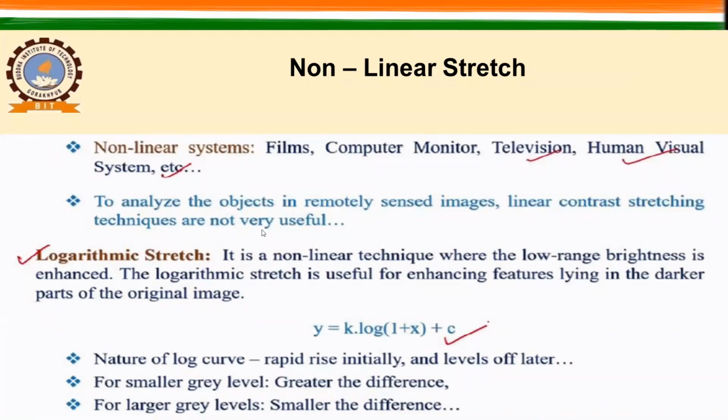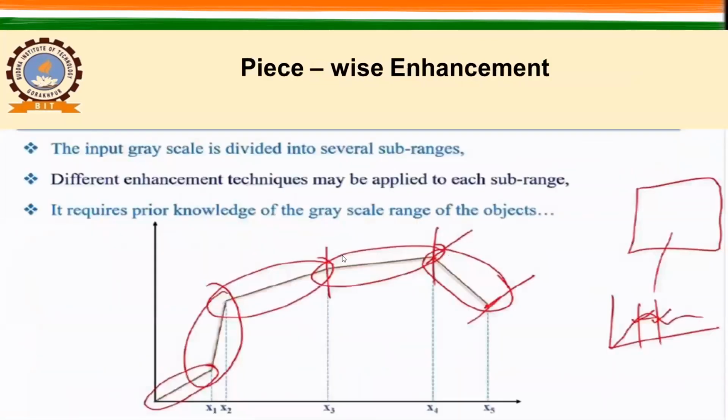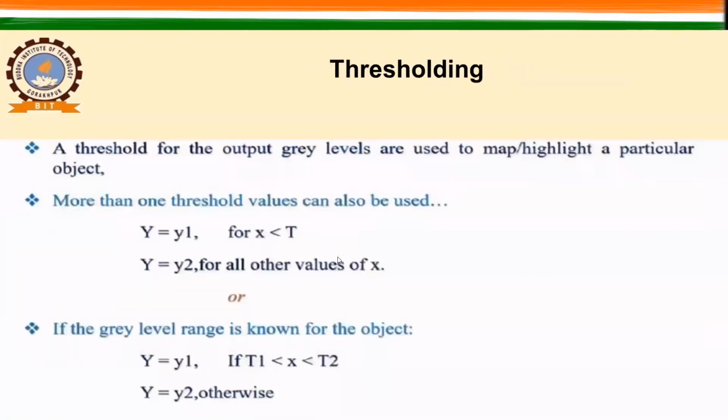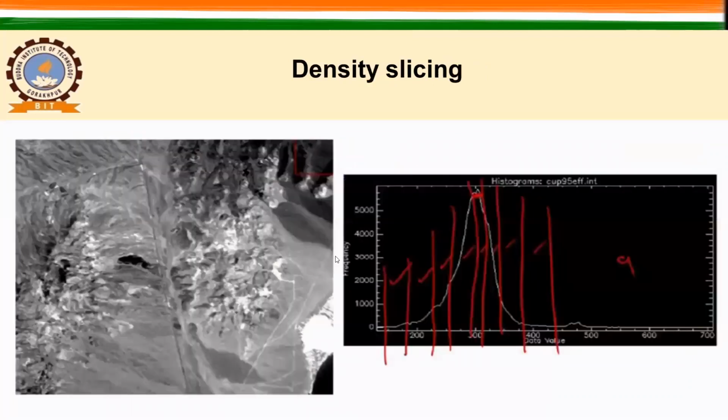So we have the logarithmic stretch, y equals to k log 1 plus x plus c. Then we have exponential stretch, y equals to k into x raised to power r plus c. Then we have this piecewise enhancement. The input grayscale is divided into several sub-ranges. Different enhancement techniques may be applied to each sub-range, and it requires the prior knowledge of the grayscale range of the object. Then we have the thresholding. A threshold for the output gray levels is used to map, highlight a particular object. Then we have the density slicing, an advanced form of the thresholding technique.